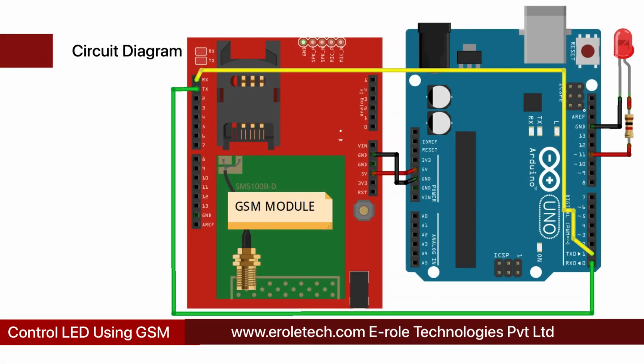Here is the connection diagram of this project. SIM900 GSM module has 4 main pins: VCC, ground, RX, and TX. VCC pin is connected with the 5-volt pin of Arduino, and ground pin is connected with the ground pin of Arduino. TX pin will transmit the data to the Arduino, so it will be connected with the RX pin of Arduino. RX pin will receive the data from Arduino, so it will be connected with the TX pin of Arduino. Red LED is connected with pin number 11 of Arduino through a 1 kilo ohm resistor.